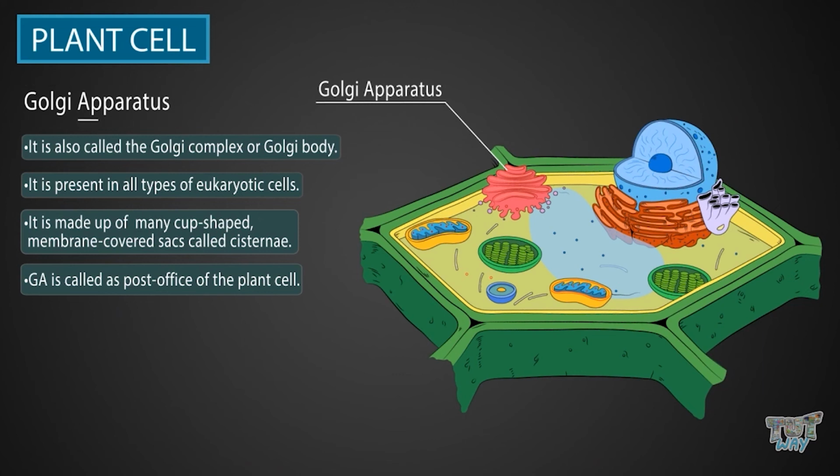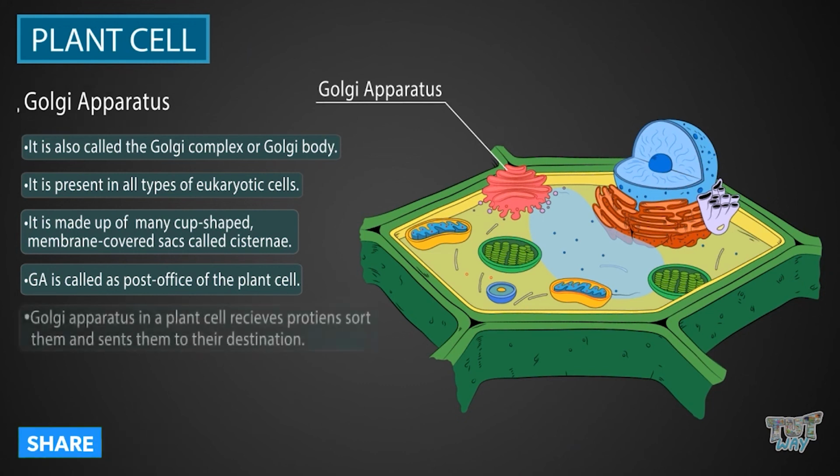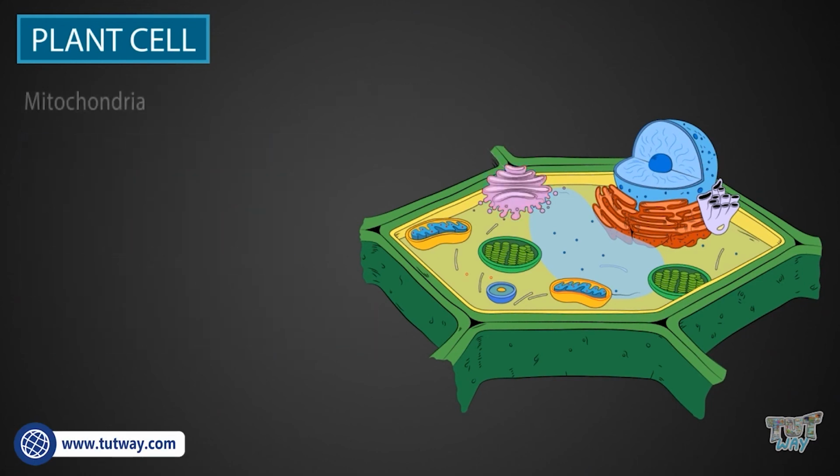Now, what is a post office? Post offices receive letters, sort them, and send them to their destination. Similarly, the Golgi apparatus in a plant cell receives proteins, sorts them, and sends them to their destination inside or outside of the cell. Next is mitochondria.